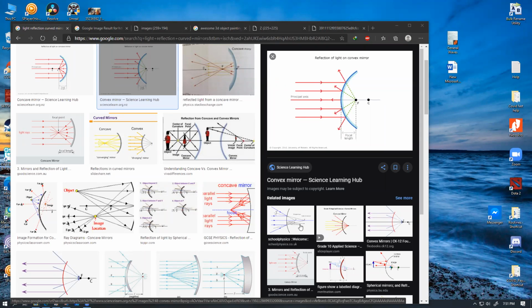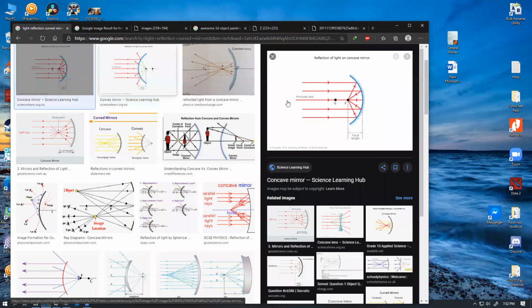Sir, what does the focal length mean and what does C stand for? What does the focal length mean? And C stands for? Oh, for a curved mirror, the focal length means the distance.